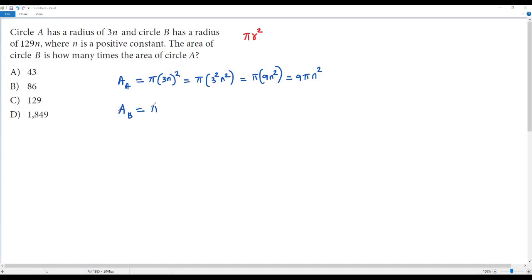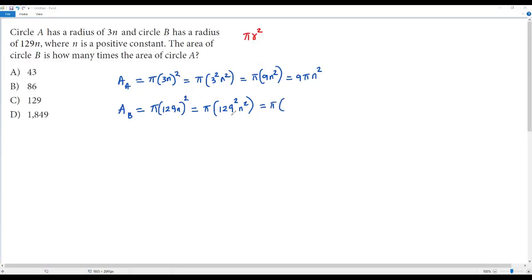Again we have to use the same formula, that is pi times the radius of circle B, which is 129n. Let me plug in this one for r over here. Then I'm getting (129n) the whole squared. Okay, pi times the same thing. We can take this exponent 2 separately for this one and multiply the results. Then I'm getting 129 squared times n squared.